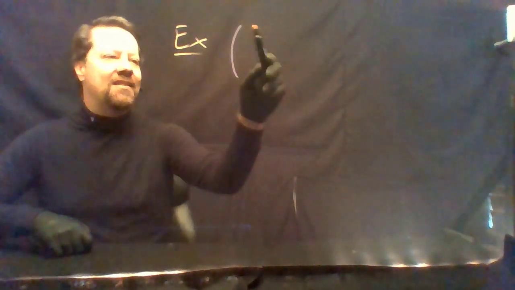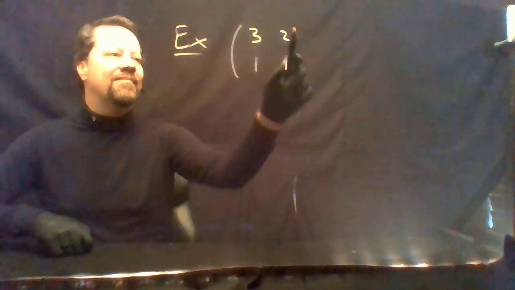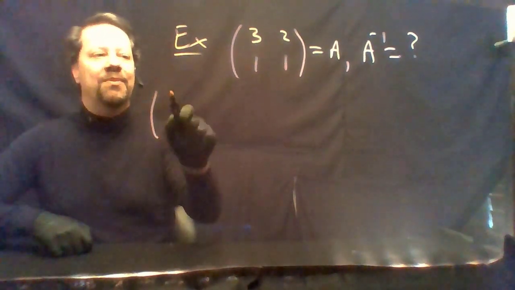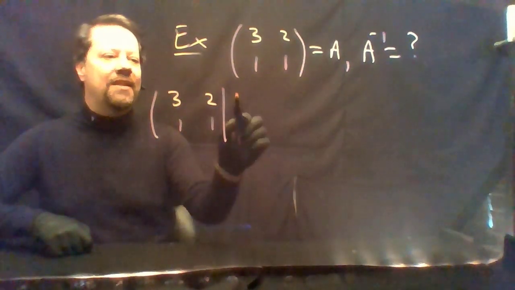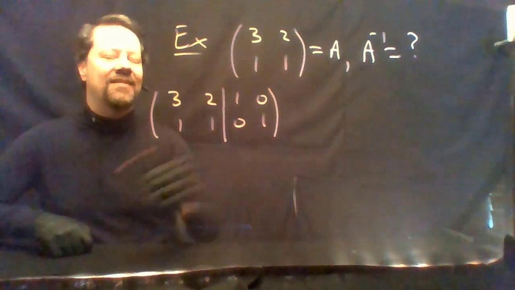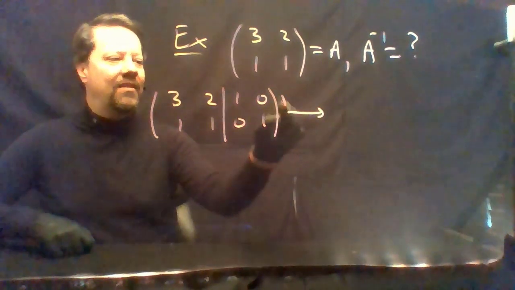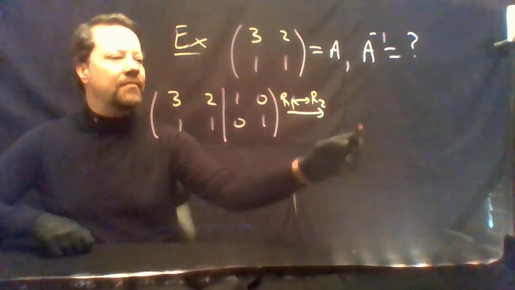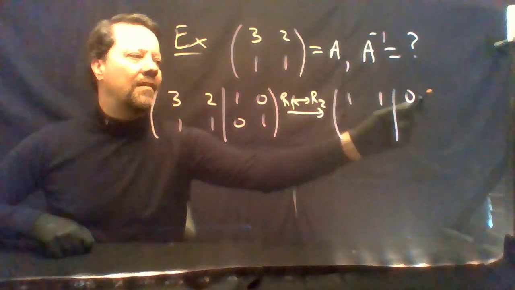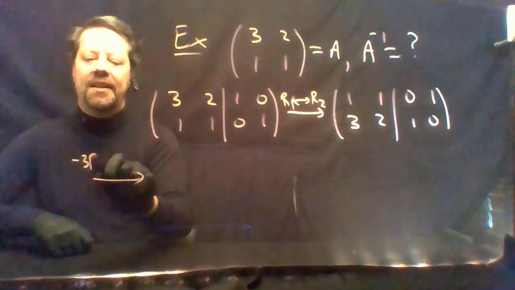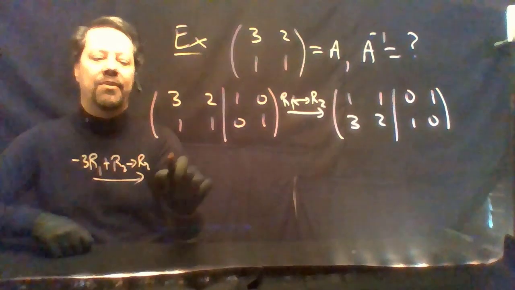To see how it works with respect to a 2 by 2, where we already have a different formula, let's try it out on, let's say, 3, 2, 1, 1. We want to find the inverse. So what we'll do is put this next to 1, 0, 0, 1. And we'll perform elementary row operations. For instance, we can switch row 1 and row 2, and that'll give us a leading 1. And then take -3 times row 1 and add it to row 2, yielding a new row 2.